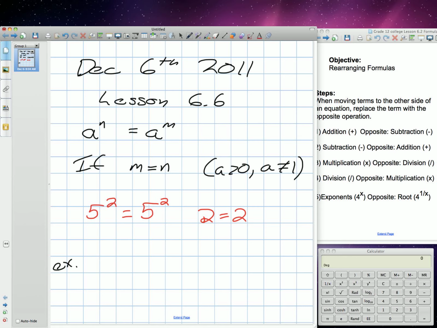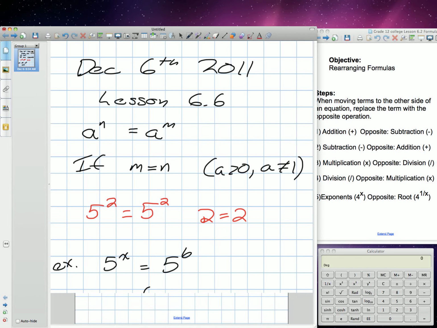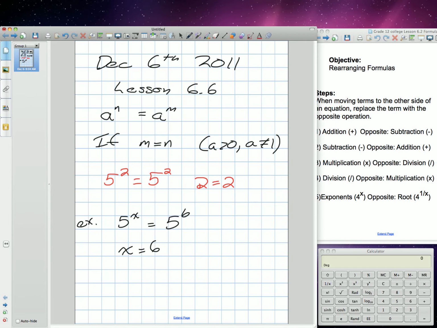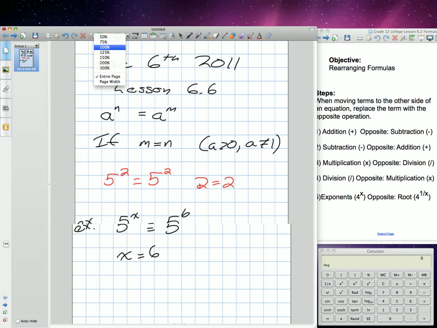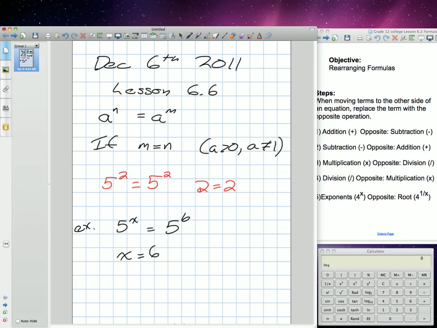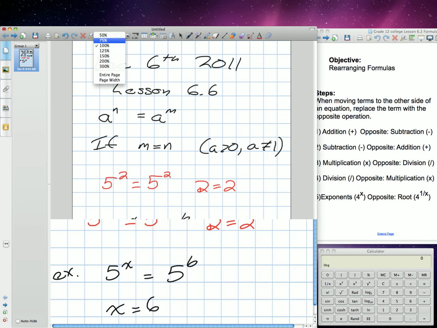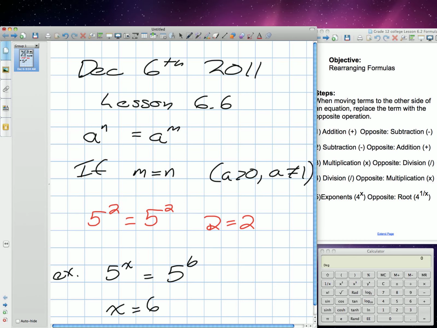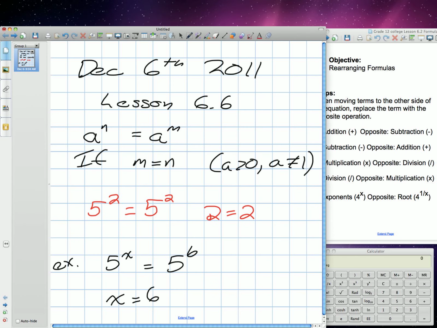Example 1. 5 to the power of x is equal to 5 to the power of 6. What does x equal? You guys are geniuses. All right. Let's do 125. All right. Okay. Our next example.